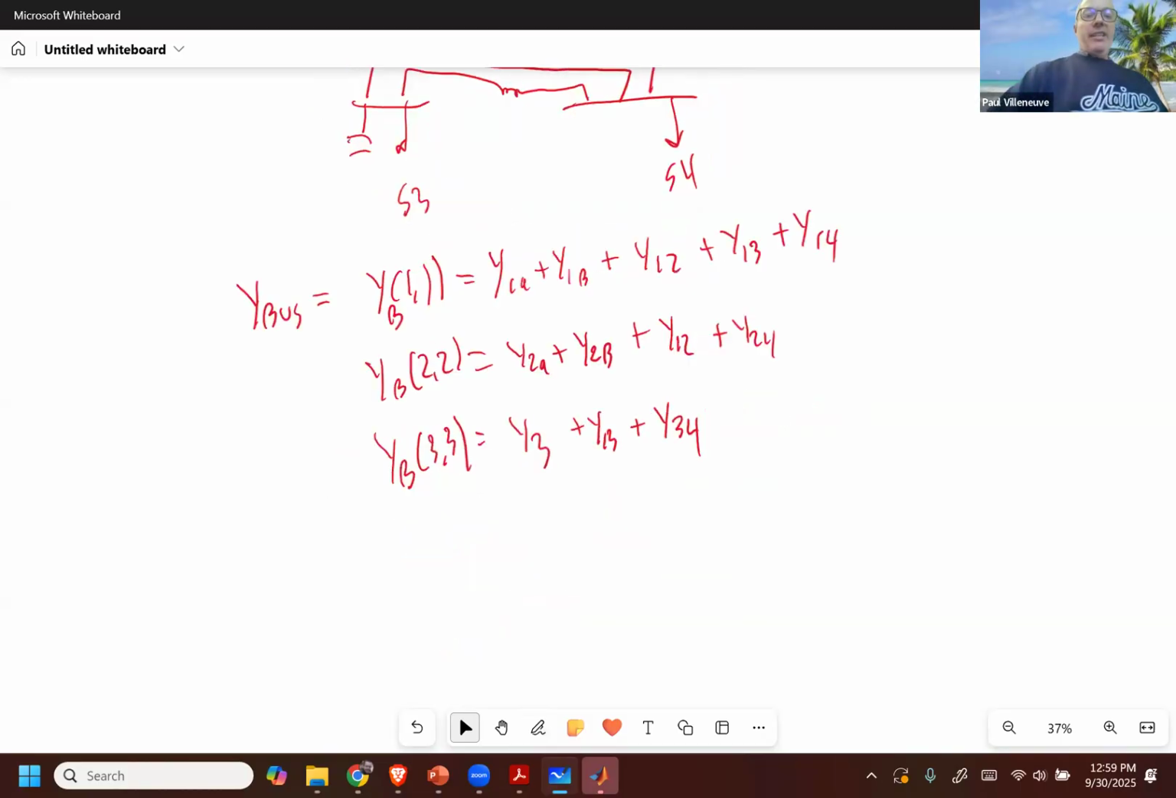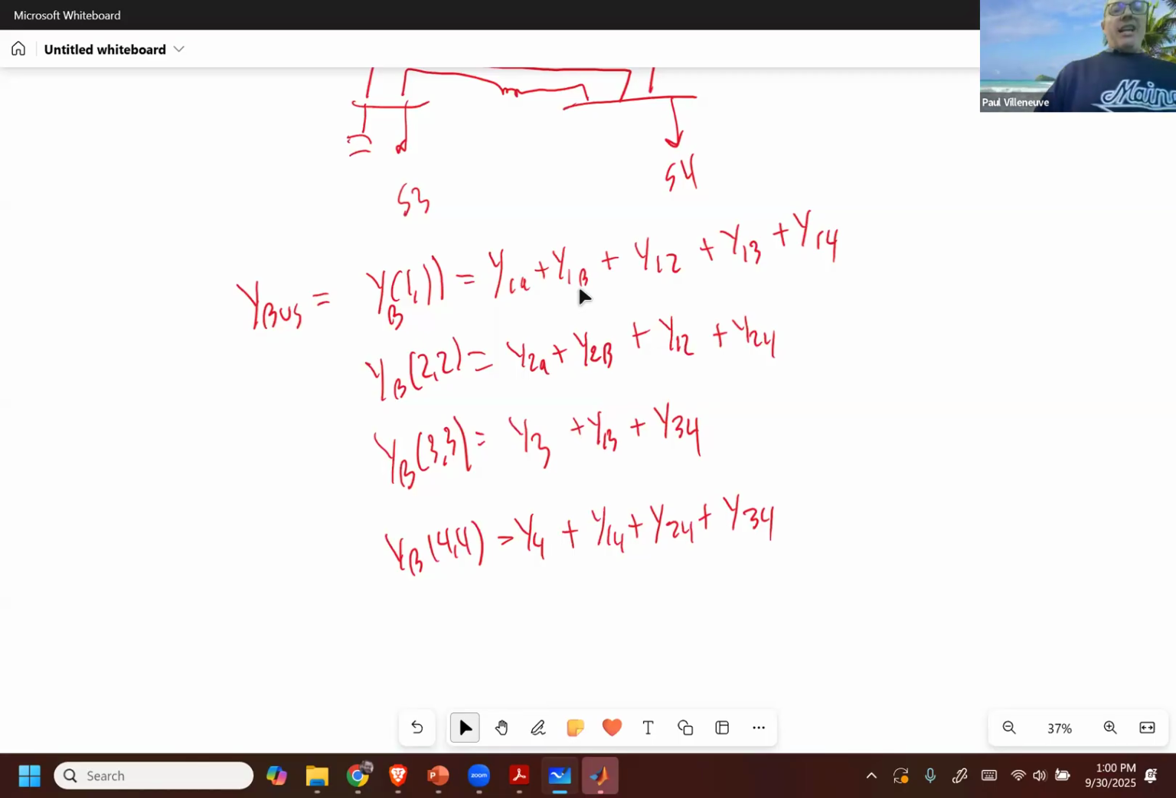And lastly, Y bus 4 comma 4 is equal to Y4 plus Y14 plus Y24 plus Y34. And those are my diagonals.